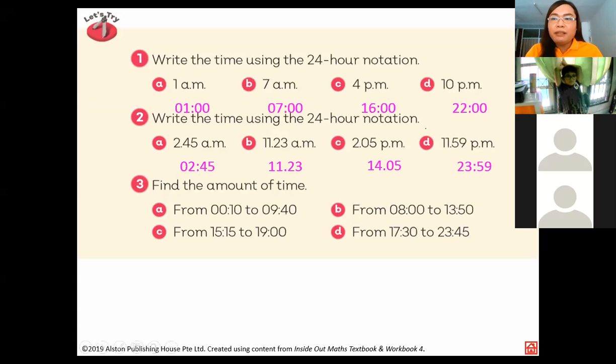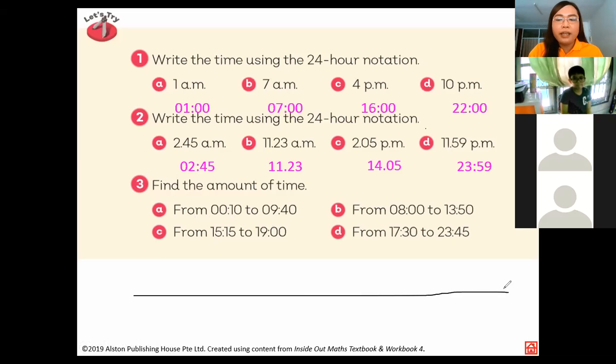Okay, now number 3, find the amount of time. We have from 00:10 to 09:40. Find the amount of time for letter A. What is the amount of time? So let's try to draw a number line.